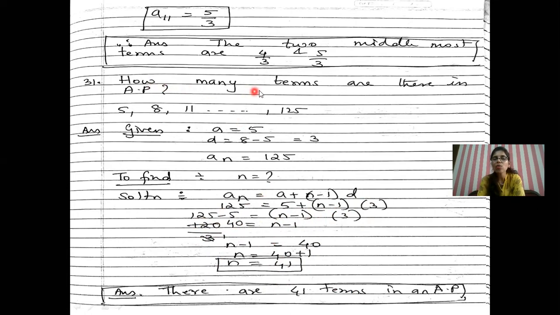So now I repeat once again. In this question, how many terms are there in AP? The AP series is given to you. Value of A, you get it from the series. Value of D, 8 minus 5, you get it from the series. AN value 125, you get from the series, and you have to find how many terms, means the value of N. So you substitute in the formula AN is equal to A plus N minus 1 D, and once you substitute, you get the value of N as 41. So there are 41 terms in the AP. That is your final answer. Now we go to the next question.